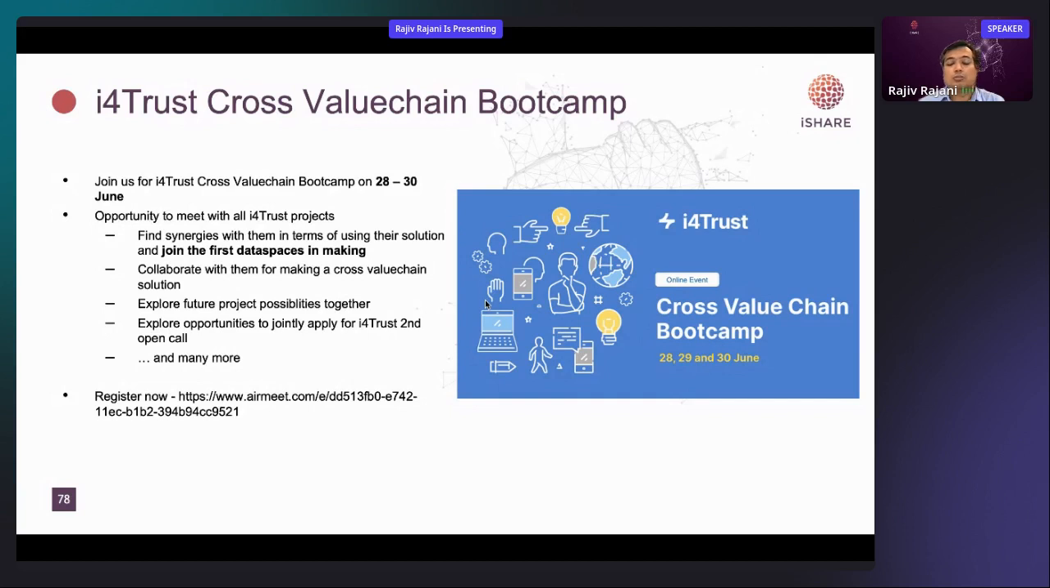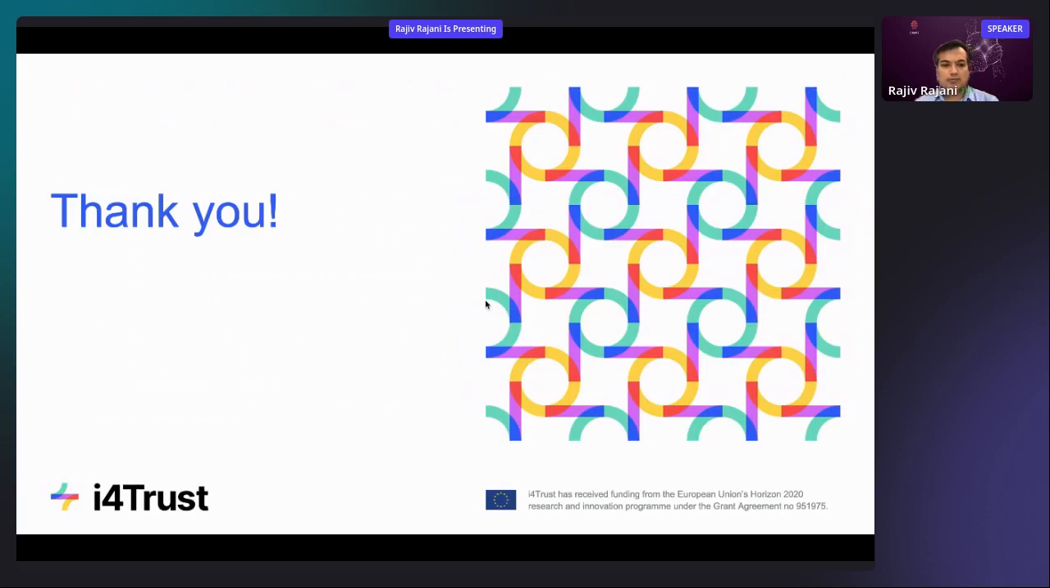Maybe you want to take the next step and bring one of the SMEs from the current projects in the second open call that is running. So feel free to register yourself and make sure that you are there in this bootcamp that is running for the next 3 days, where you have the opportunity to meet other experiments and find synergies with them. And that is it from my side for today. Now I will switch. And feel free to shoot out any questions that you have.